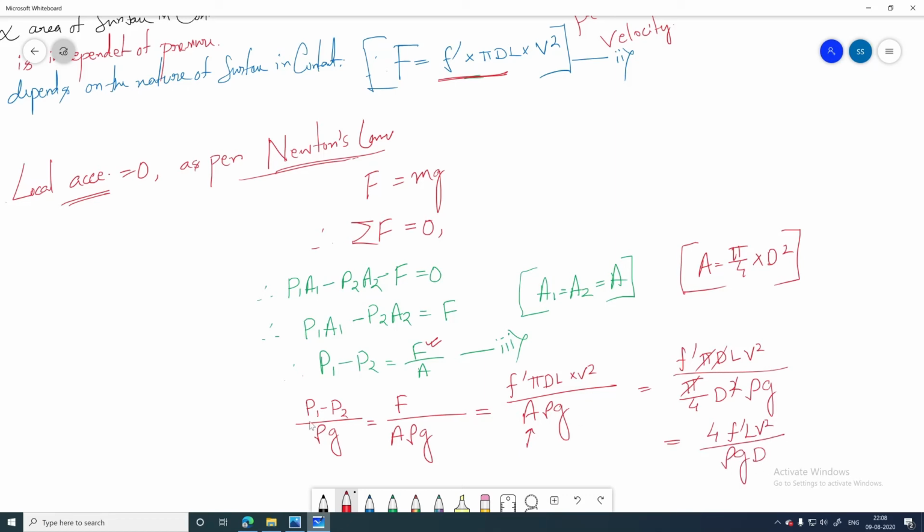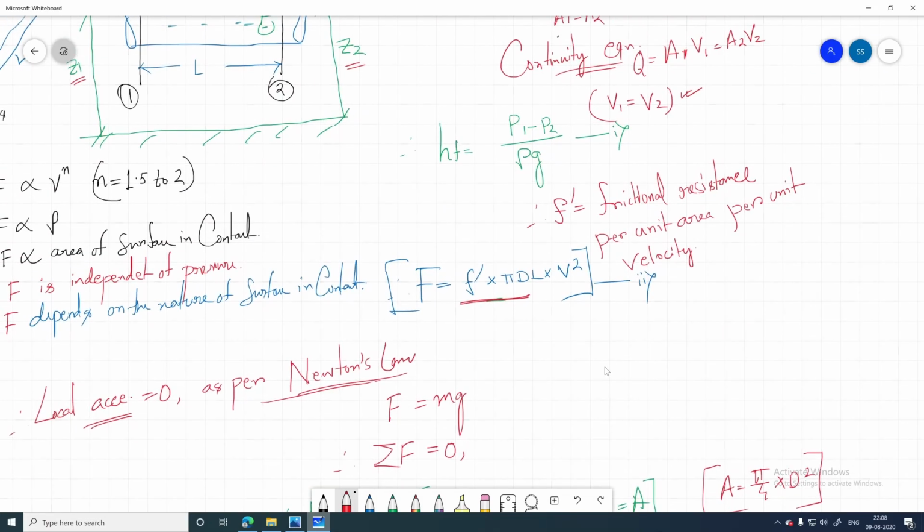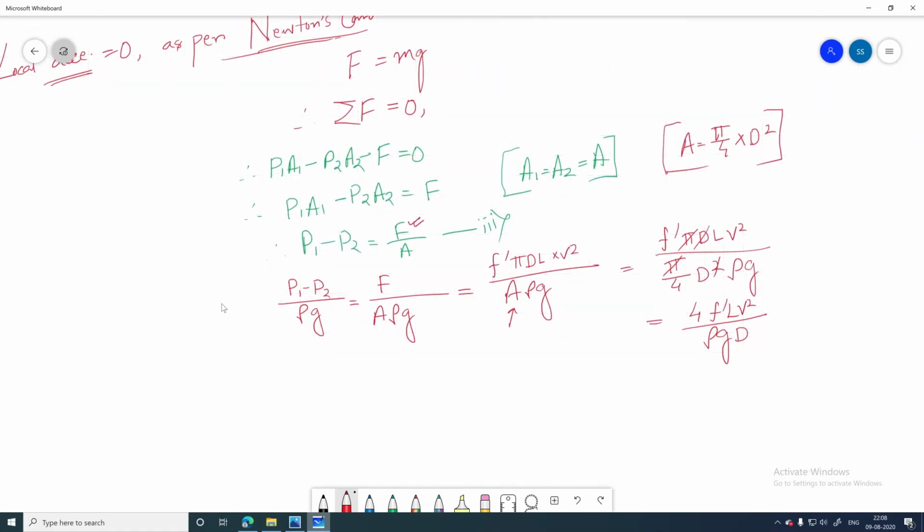Okay, and this P1 minus P2 by rho g means what? P1 minus P2 by rho g means it is HF, that means the head loss. So we can write over here HF. So ultimately we get the value of HF, that is 4 F dash L V square by rho g d. Okay.